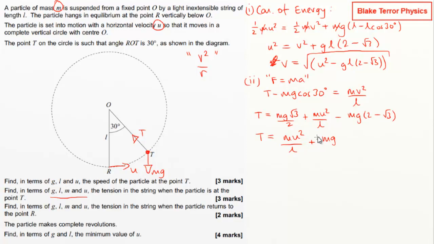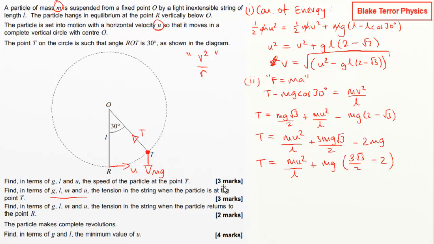So we've got 3 over 2 mg root 3 minus 2 mg. Okay. So I suppose, yeah, we could factorize that last bit. So what we've got is T equals mu squared over L plus mg times 3 root 3 over 2 minus 2. So that is our value of T.